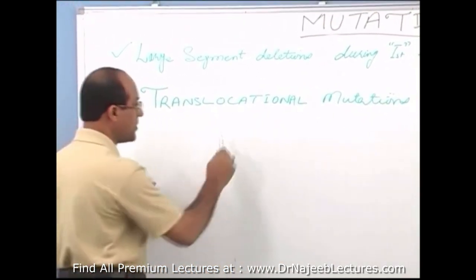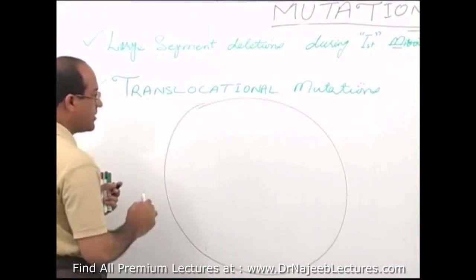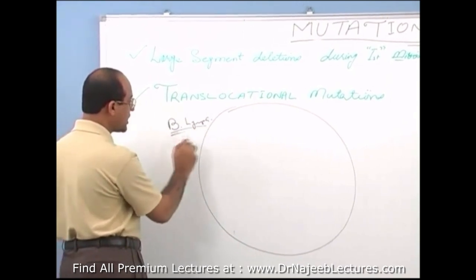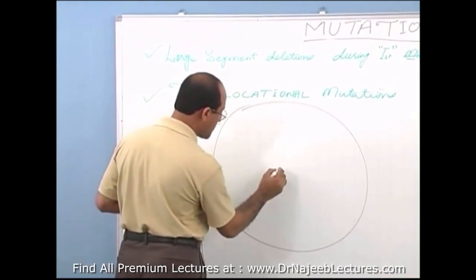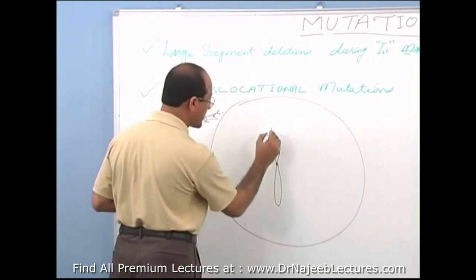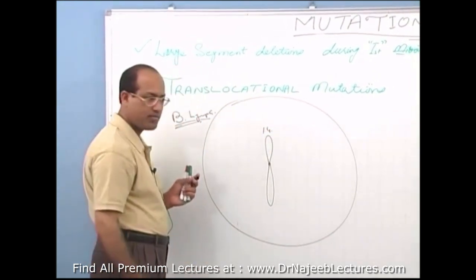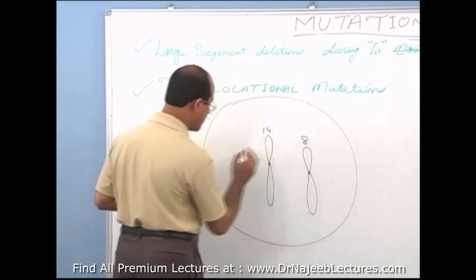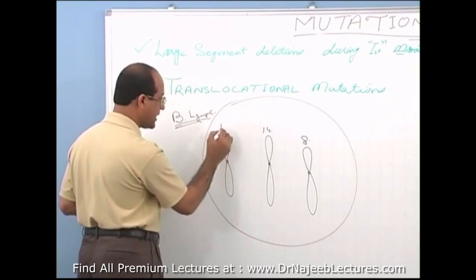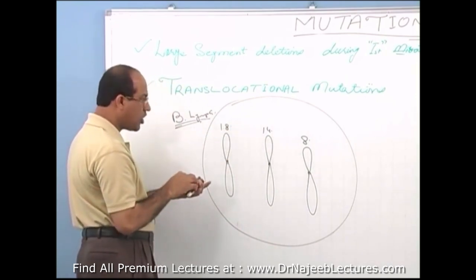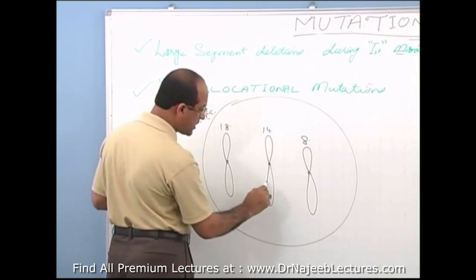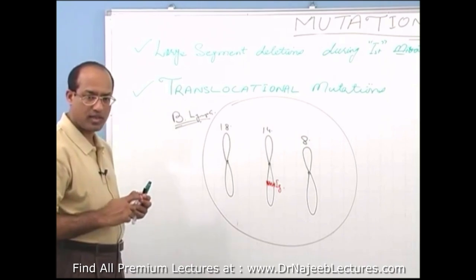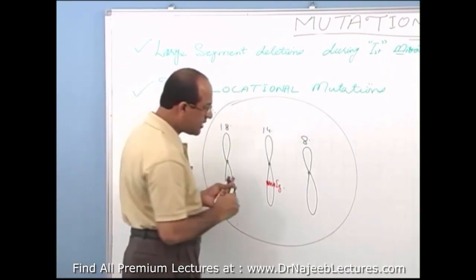Here is a very classical example. In B cells, B lymphocytes, here is chromosome number 14. We have already discussed chromosome number 14 in some previous lectures. Here is chromosome number 8, and suppose here is chromosome number 18, right? Normally, on chromosome number 14, the immunoglobulin gene is very active, right?